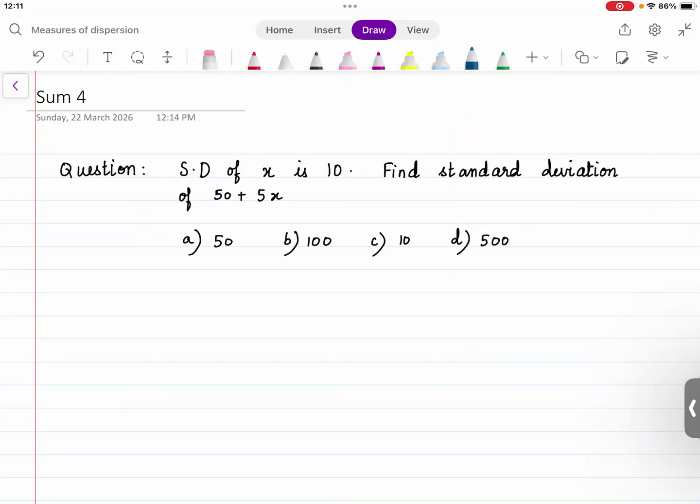Let us denote this expression as y. So let y be equal to 50 plus 5x. So we've denoted this expression as y. So y is equal to 50 plus 5x. Ignore the constant, write y in terms of x. So y is equal to 5x. What is modulus b here? Modulus b is equal to 5.